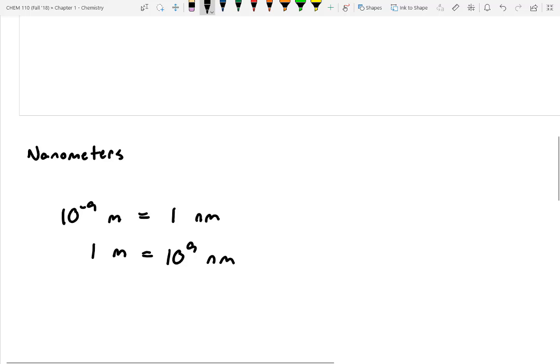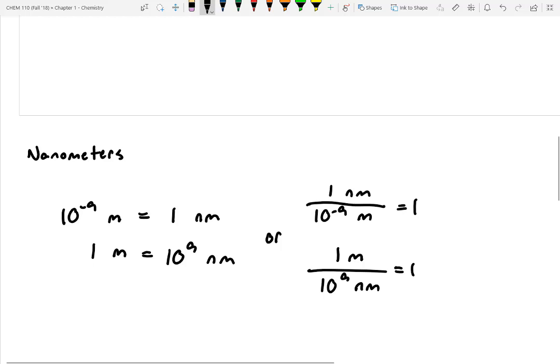Or you can say 1 nanometer over 10 to the negative ninth meters is equal to 1, right? That's basically just saying this divided by that is equal to 1, or that divided by that is equal to 1. So you can use that. Or you can say 1 meter over 10 to the ninth nanometers equals 1. So there's a million different ways you can write these equivalencies. I shouldn't say a million. There's like 6.